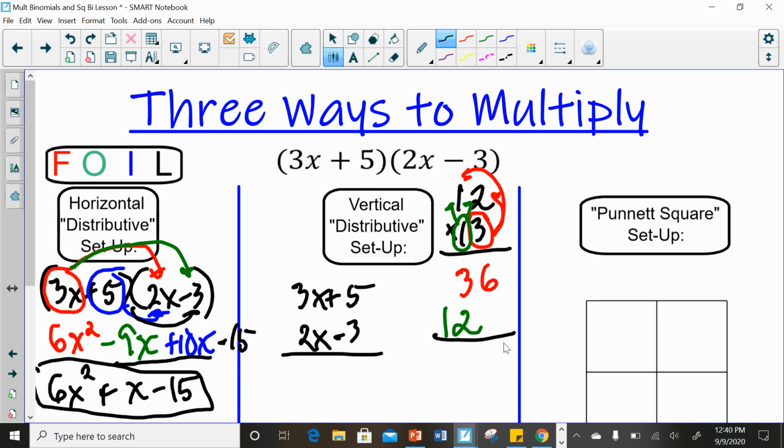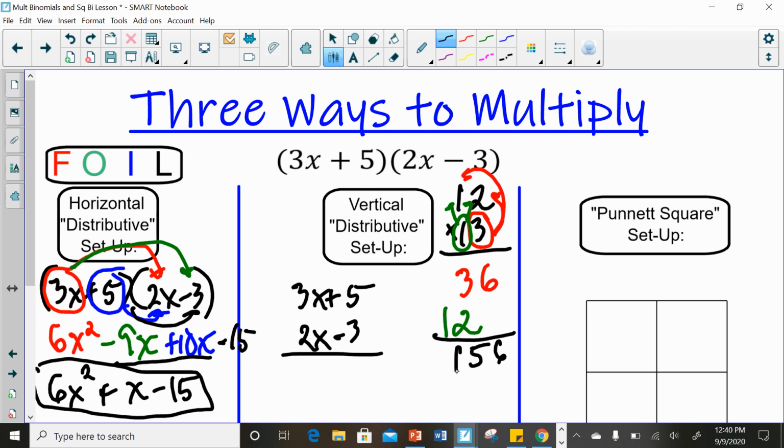So 6 plus nothing is 6. 3 plus 2 is 5. And 0 plus 1 is 1. Whoops, I messed up a little there, sorry.